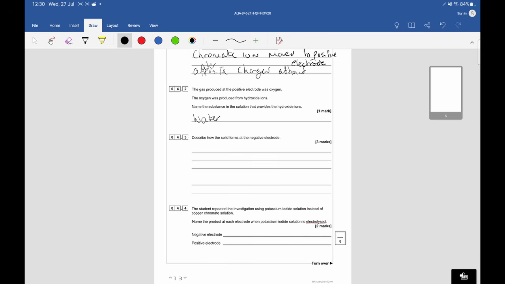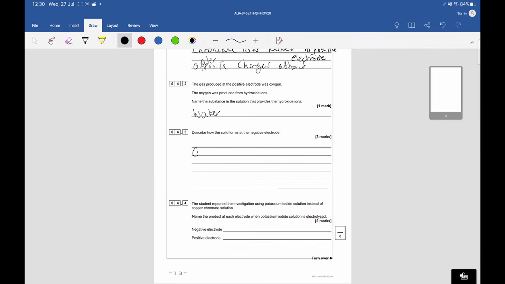How does the solid form at the negative electrode? Well, we know that our solid is going to be the metal, and our metal was copper. So when copper forms at that electrode, copper gains 2 electrons. It gains them because in solution it is a 2+ ion, so it lost 2 electrons to become that. When it forms at the electrode, it loses that 2+ charge by gaining the 2 electrons back, and it will form copper atoms.